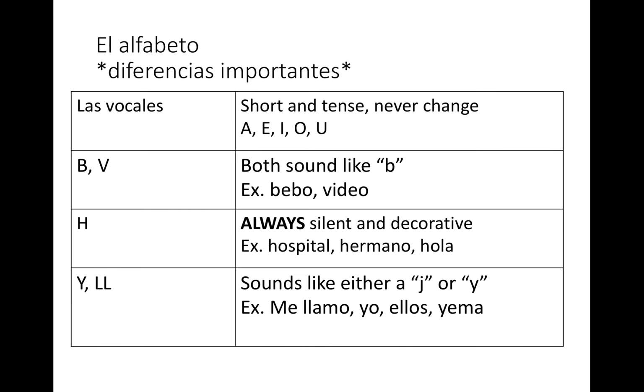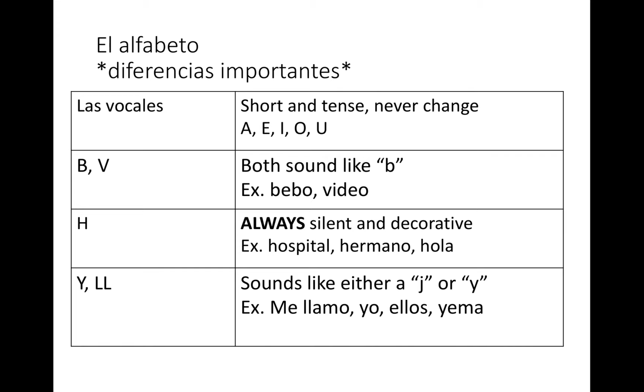El alfabeto. Las vocales. So these are going to be short, tense, and they never change. A, for example, in English has three major pronunciations. A as an ape, A as an awesome, and A as an apple. It has three major differences. There's actually more pronunciations of the A besides that. However, in Spanish, it's not like that. They have one sound. A, E, I, O, U. And both sound, they never change.